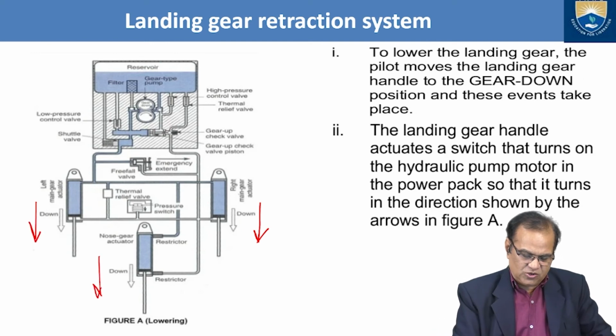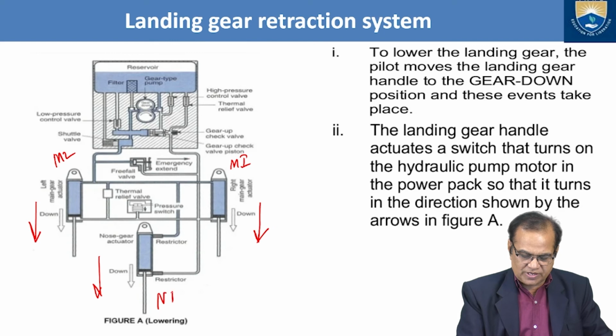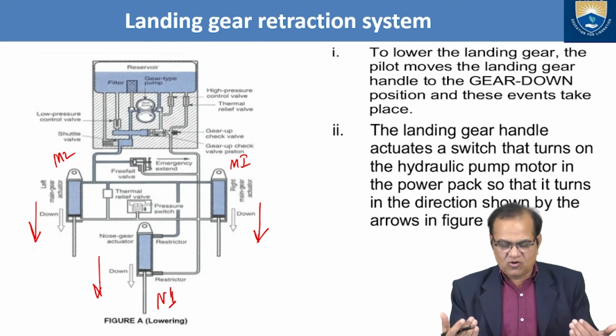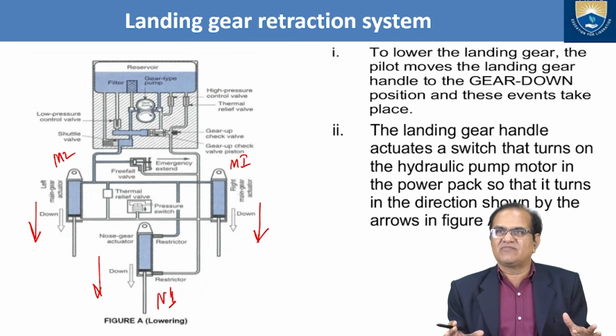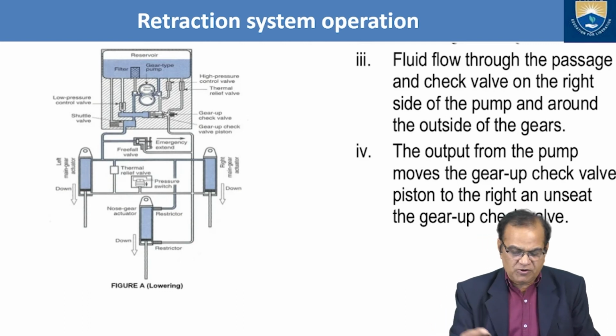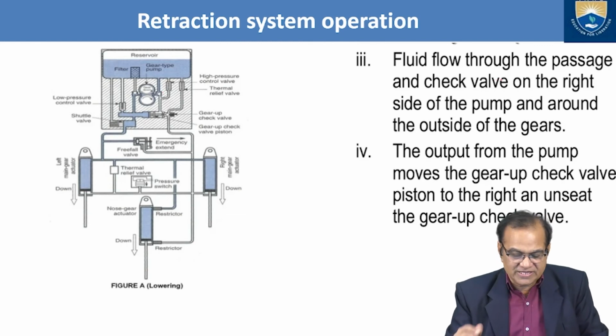So all the three, nose and main. This is main one, this is main two, and this is the nose one. So if he is putting it on, fluid will go like this and your system will be operated. Now, fluid flows through the passes and check valve on the right side of the pump and around the outside of the gears. So this fluid will move from the passes and the check valve, and this you can see here.